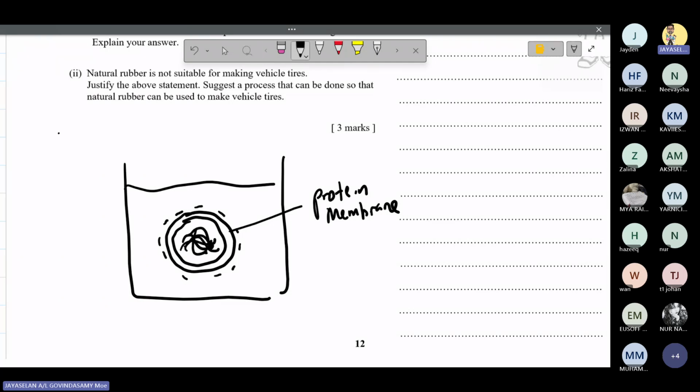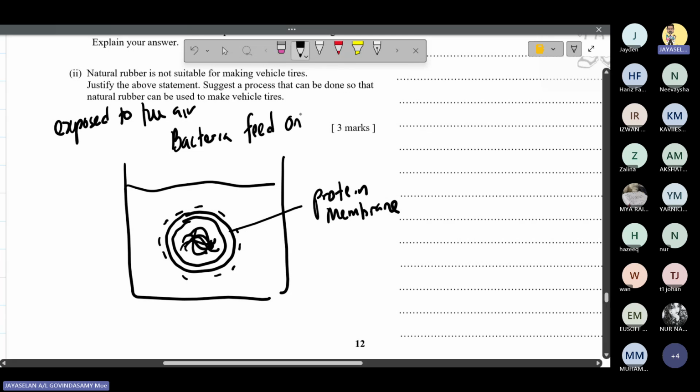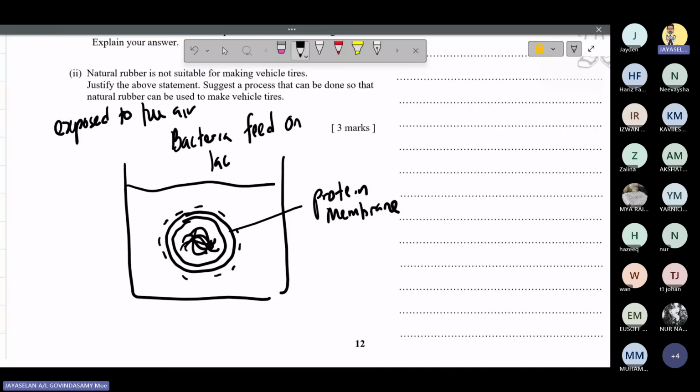So when it's exposed to the air, udara, apa akan berlaku in the udara? We have what? Bacteria. This bacteria will do what? It will feed on the protein membrane. Dia akan makan protein membrane, and this bacteria will produce what acid? Lactic acid. Lactic acid contain what ion? A lot of hydrogen ion.